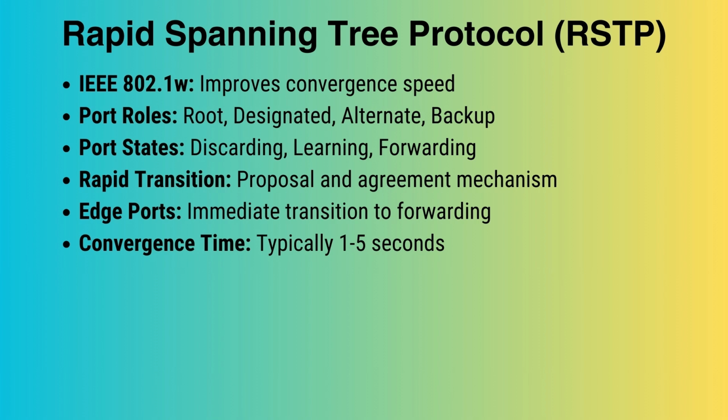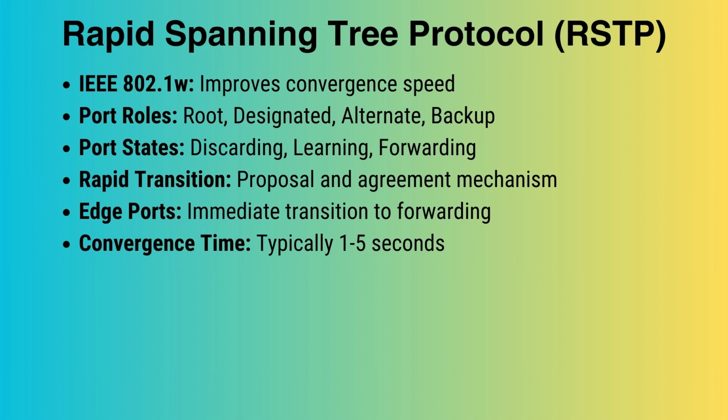Rapid Spanning Tree Protocol, RSTP, is an enhancement of the original STP, defined by IEEE 802.1W. RSTP improves network convergence time significantly, usually achieving convergence in 1 to 5 seconds. RSTP introduces new port roles: root port, designated port, alternate port, and backup port. The alternate port provides a backup path to the root bridge, while the backup port provides a redundant link to the same segment. Port states in RSTP are simplified to discarding, learning, and forwarding.